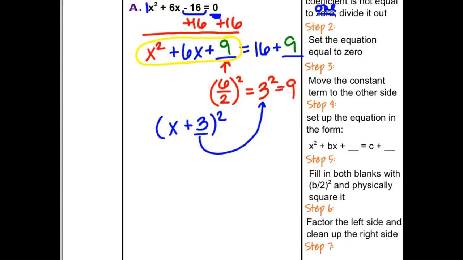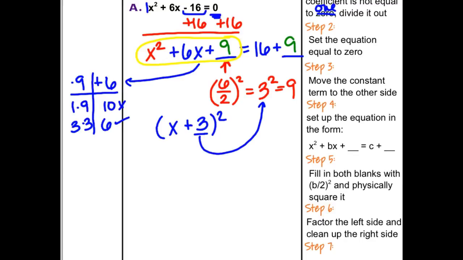And so if you actually wanted to go the long way, you could do a t-table over here. Say I want to multiply to 9, add to 6. Well, 9 is either going to be 1 times 9 or 3 times 3. 1 times 9, 1 plus 9 is 10. That doesn't work. 3 plus 3 is 6. That works. You want to have them matching each other anyways, so that's what you're looking for. That's why it's called completing the square, because 3 squared is 9. So then we clean up the other side, and we have 16 plus 9, which is 25.